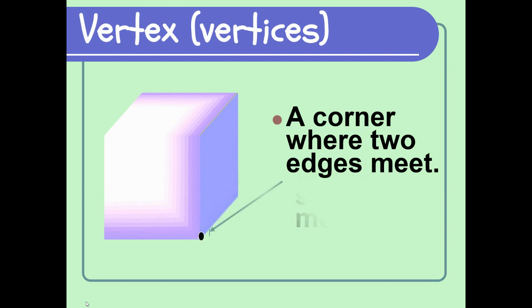A vertex, which is 1, or vertices, which is more than 1, is a corner where 2 edges meet. If I'm holding up my 3D shapes, I'm going to poke my finger on those vertices because our vertices are like the points, like the corners if we were discussing 2D shapes. So a vertex is the corner where 2 of those edges meet. It's where our lines end, they meet together, they touch, and they create that point.